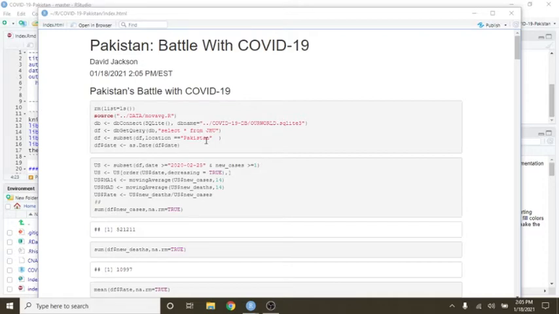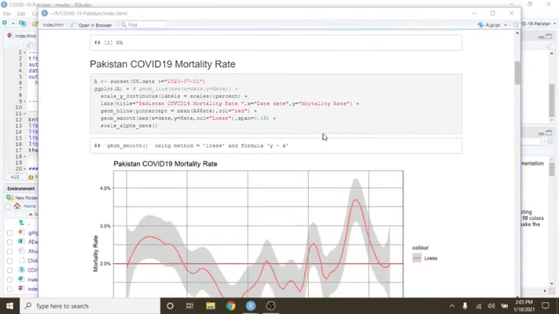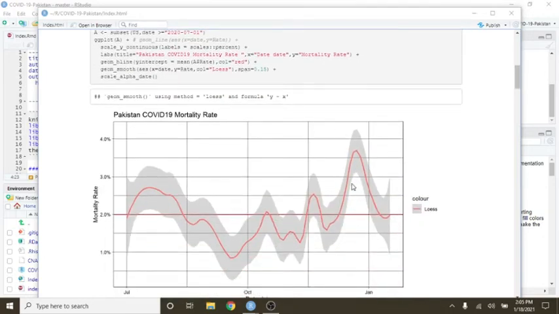Okay, you can currently see Pakistan has a total of 521,000 plus cases, 10,997 deaths. Look here, you can see that your mortality rate has leveled off at 2%. 2% is not a really bad number. That seems to be about average, but it also appears to be turning slightly back up here.